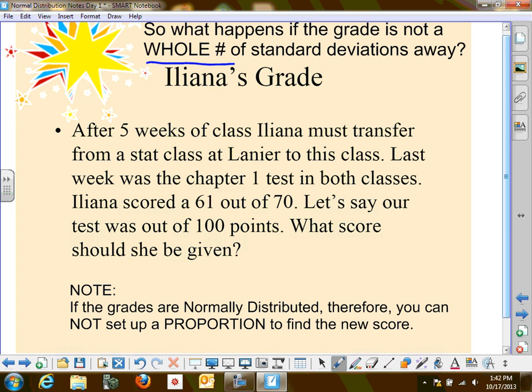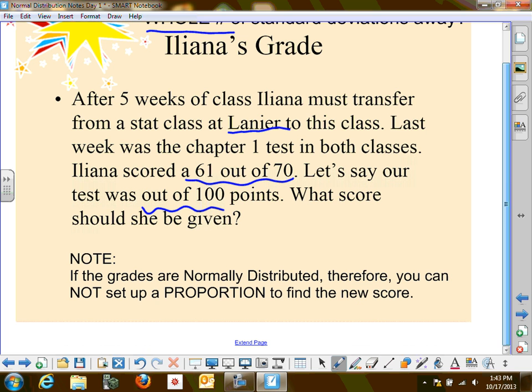I'm going to let you discover this by this example. So pretend like we're 5 weeks into class. This particular girl, Ileana, goes to Lanier High School, and she had taken a Chapter 1 test, and we had just also taken that same chapter test. Thankfully, they were using the same text as us, so we were all in the same place. So, at her school, she got 61 out of 70 points on their test. But at our school, it was out of 100 points. So I always relate that to our 100-point scale. So, how am I going to figure out what score she should receive? Now, the way that you have done in your whole math education would be what?